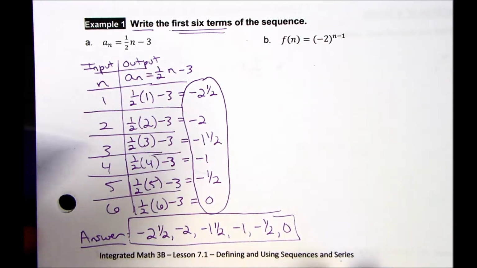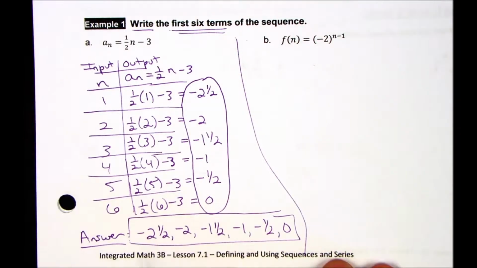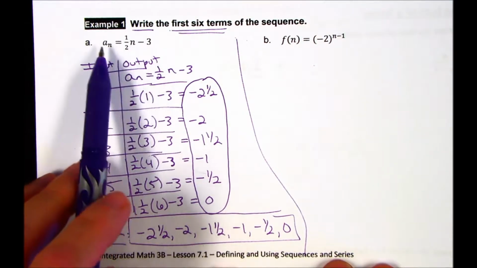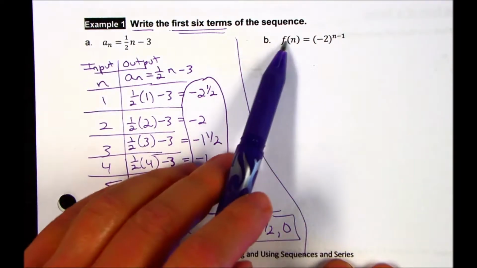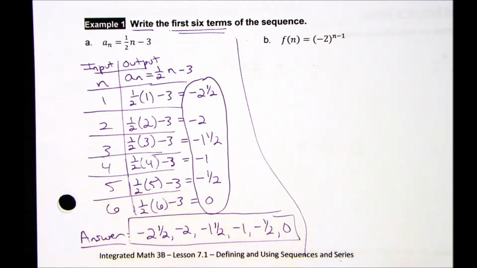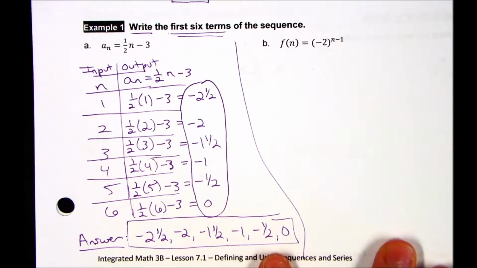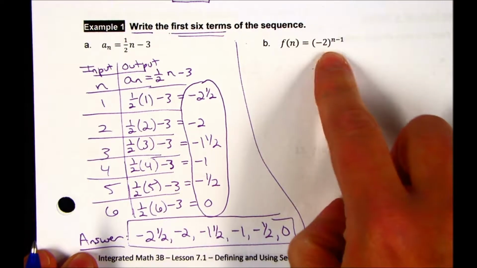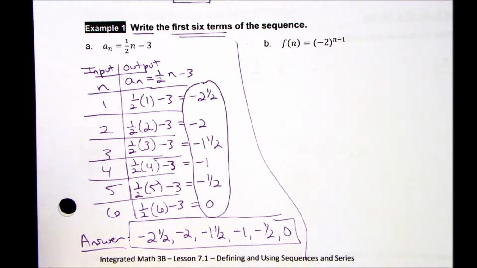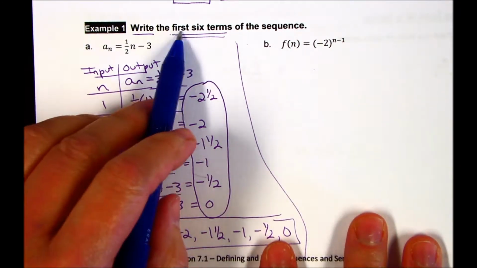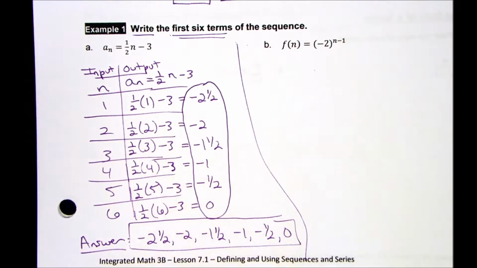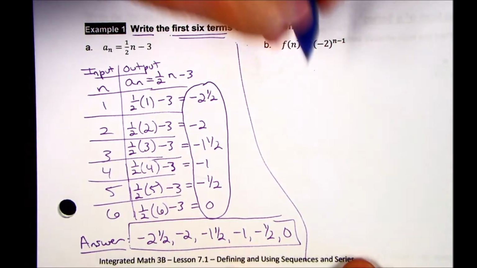All right, the other example is very similar, except the notation is a little bit different. Instead of saying a sub n, they're saying f of n, which basically is the same type of process, where your n is going to be your input value. The rule is going to give you the output value, and you're going to plug in again finding the first 6 terms, so you're going to be plugging in 1 through 6.